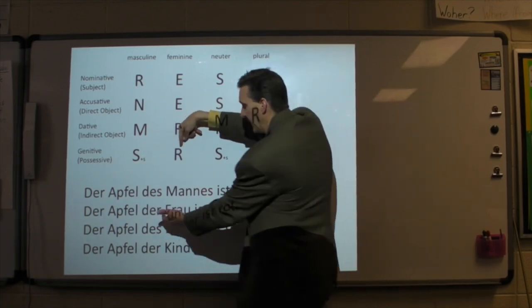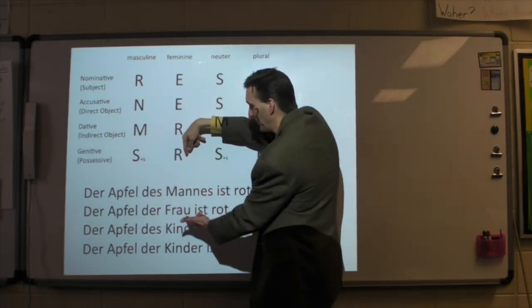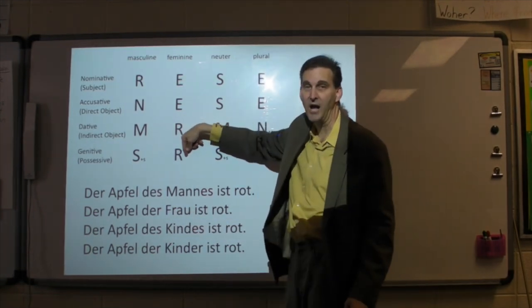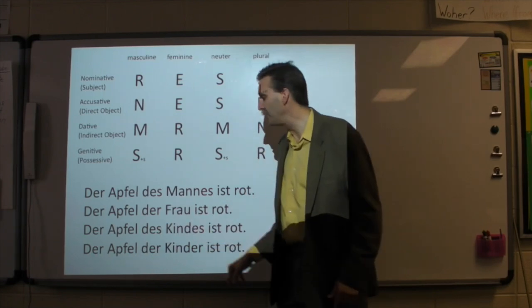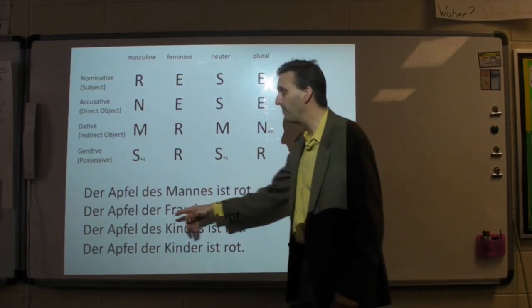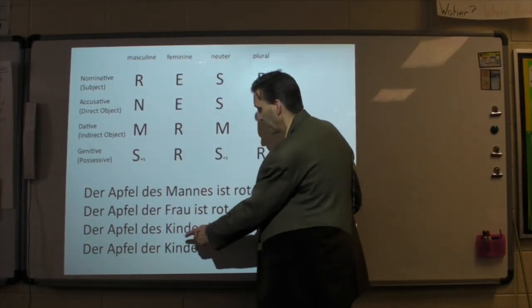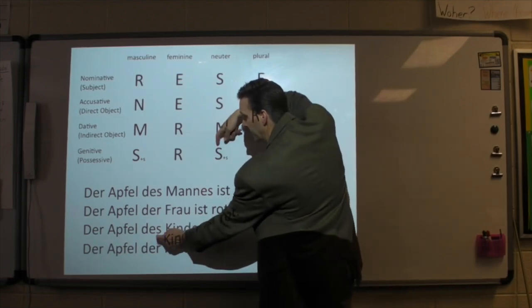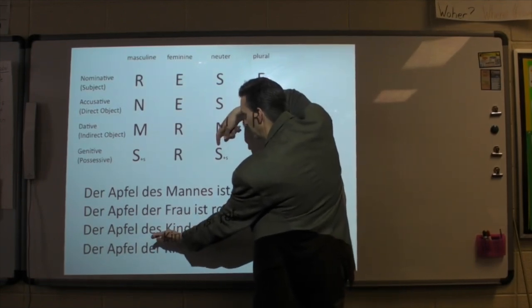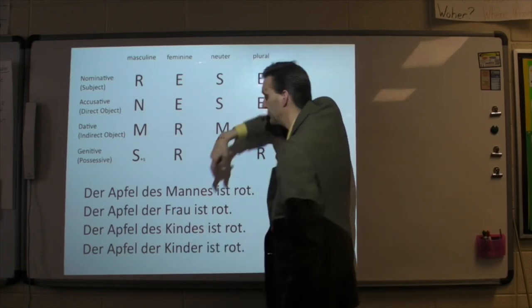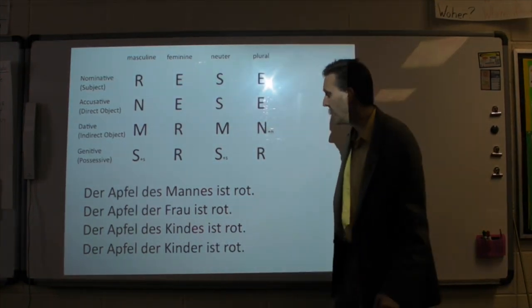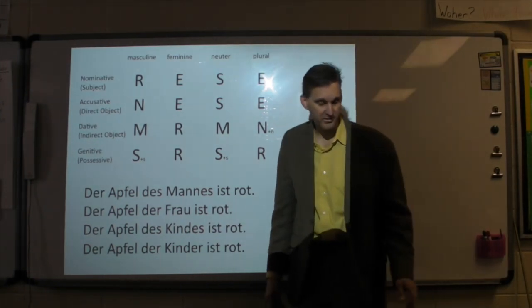So I need the der, and then there's no plus anything, so Frau just stays Frau. Leave the noun as is. The child's apple is here, the apple of the child. So I had the first S, another des for the article, and this S is added to the word Kind, des Kindes. So der Apfel des Kindes ist rot.